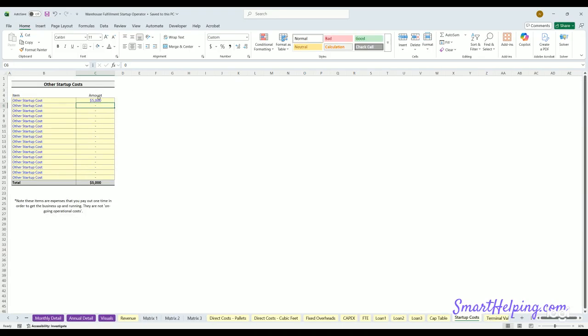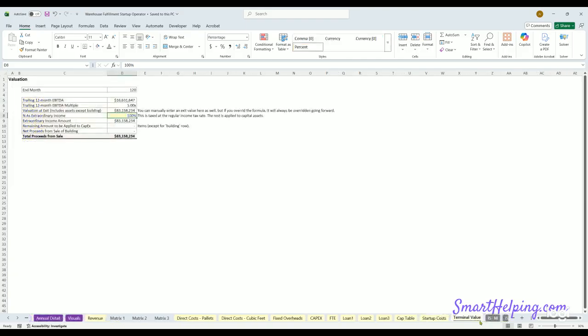Other startup costs, this is just going to hit cash flow. Any other like consulting fees or any startup costs that are not accounted for elsewhere. Terminal value probably can ignore. I usually just keep it 100%. Not that relevant for what we're doing here.